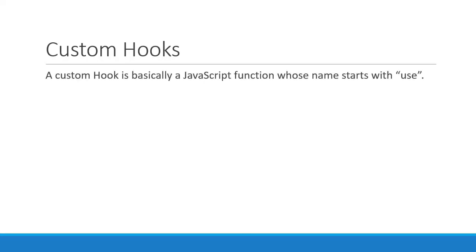A custom hook is basically a JavaScript function whose name starts with use. A custom hook can also call other hooks if required. So if you wish to, you can take advantage of the built-in hooks and then build your own hook.